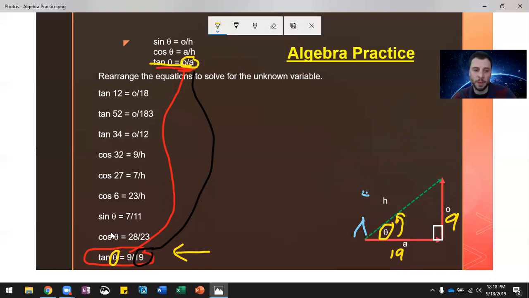Now, I set that up for us already. And so all we have to do is rearrange this equation so that we can plug it into our calculator and find that angle. But that will be a video for next time.